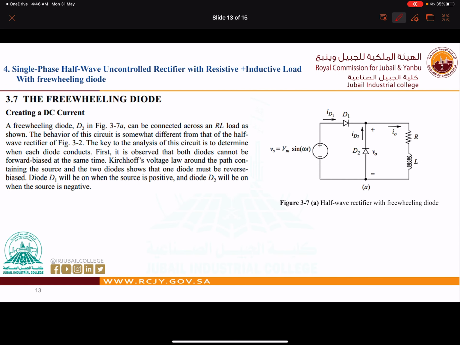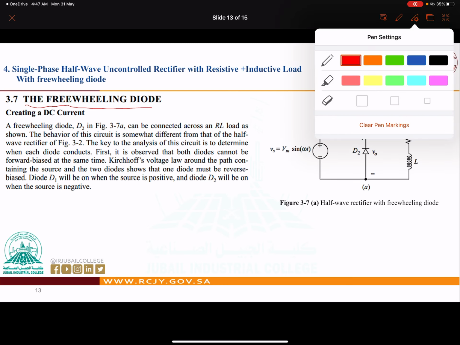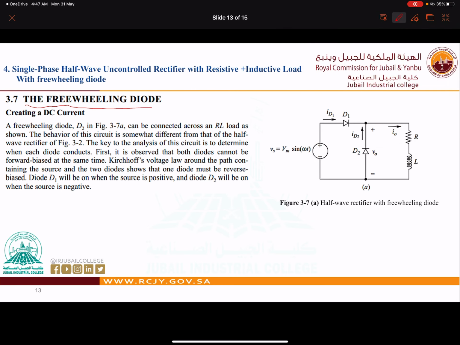Okay, now in order to fix this problem, this current, we need to add something called a freewheeling diode. Now, this is our freewheeling diode. Let me just go through the positive cycle, the positive cycle with the red color.